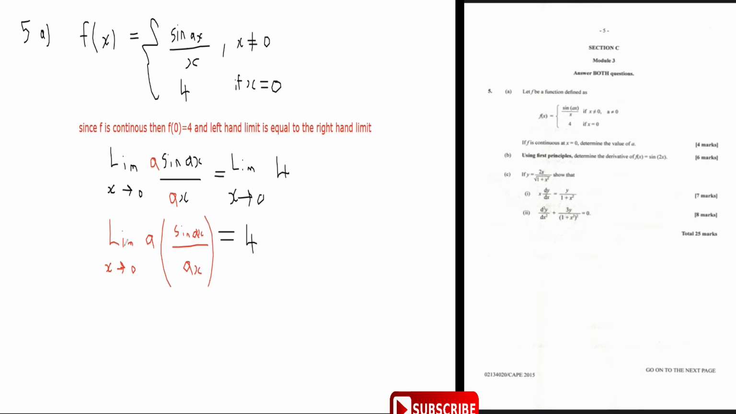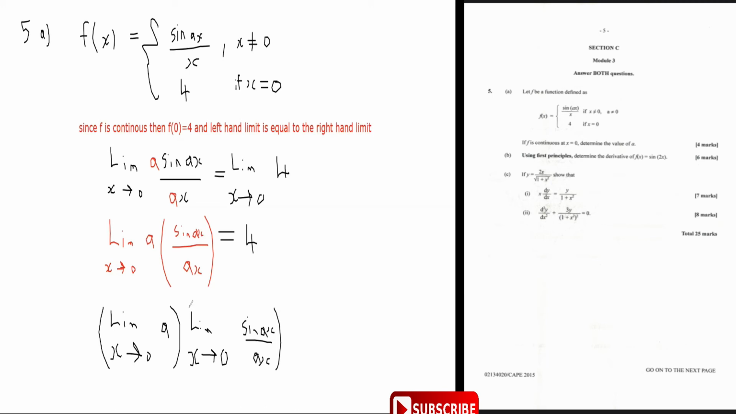All right. Now, according to limit laws, the limit of a product is equal to the product of the limits. So we can rewrite this as the limit as x approaches 0 of a multiplied by the limit as x approaches 0 of sine ax over ax. Nice and easy, soft. So this is what we have.